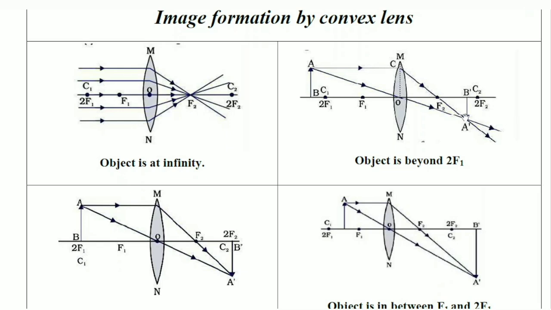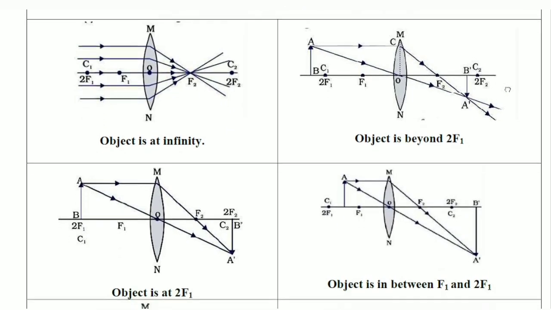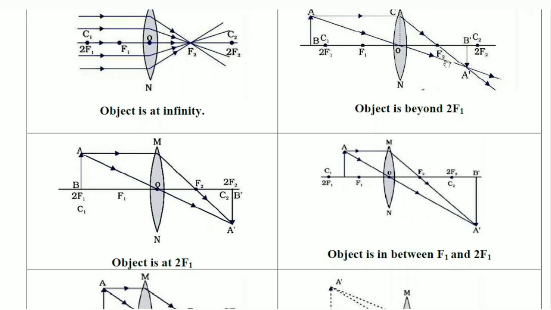You should know that two ray diagrams should be there. When you draw the ray diagram, one light ray passes parallel to the principal axis and one ray passes through the optic center. Then we will get the image. Like that only you should draw the ray diagram.